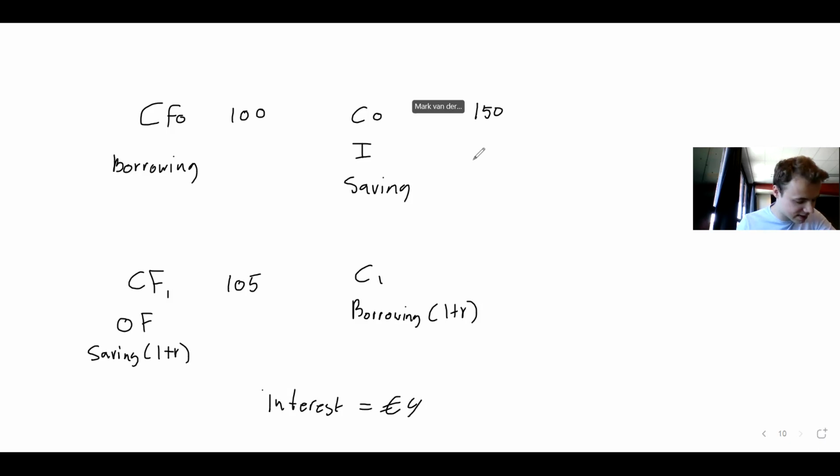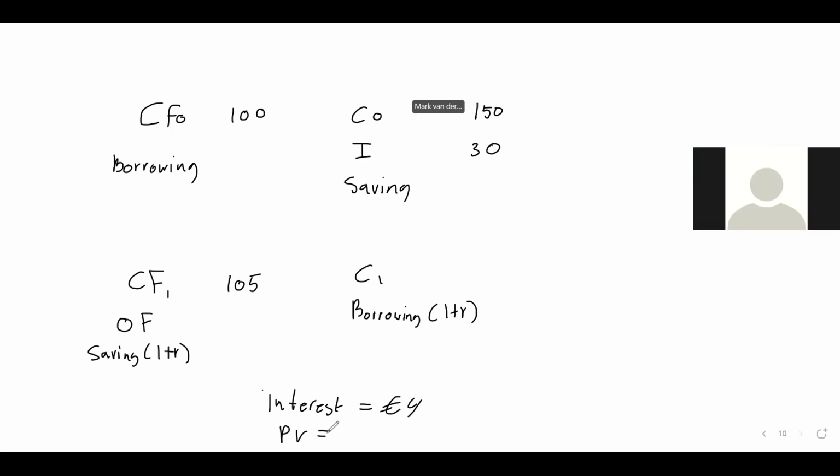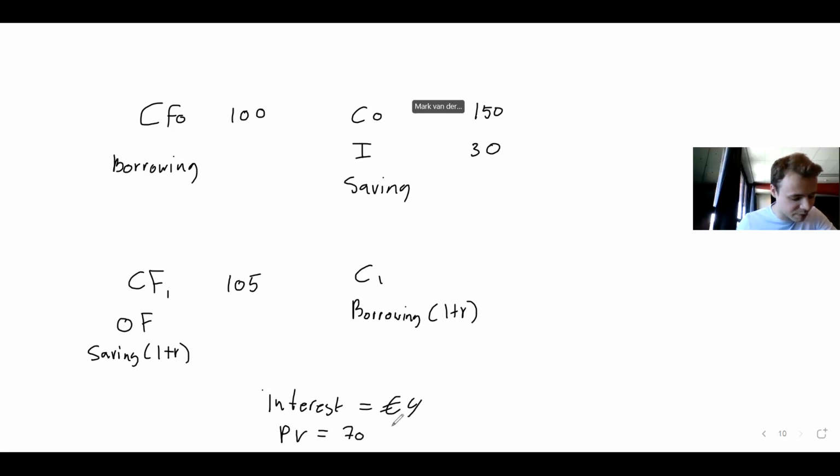And then he invests. So he is investing €30 at T0. And AG is €70, the present value. That's the present value, right? And BH is €42, which was the NPV times 1 plus R. Do you remember that? No, I do.